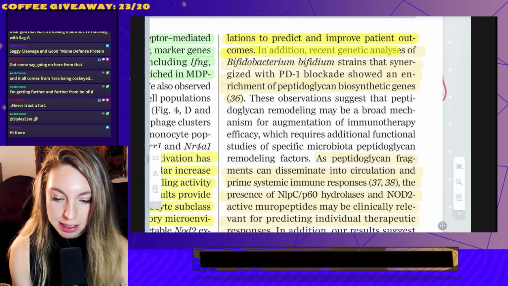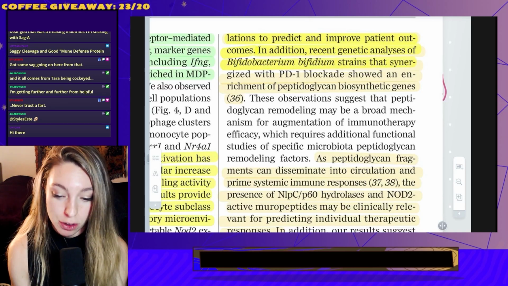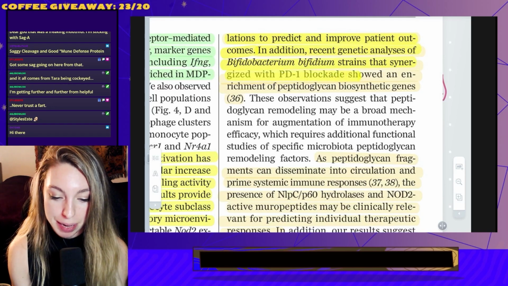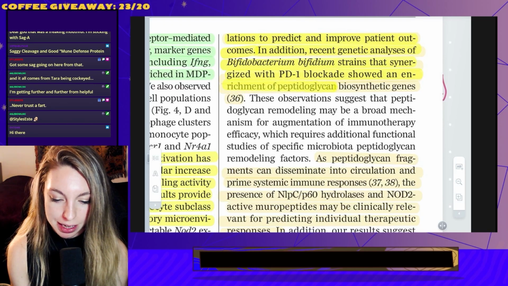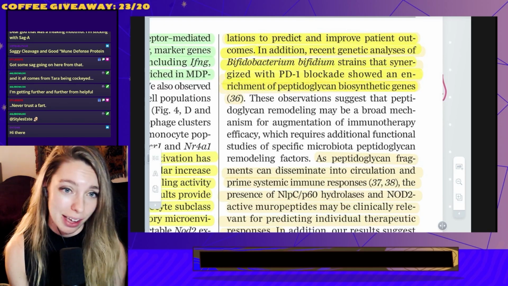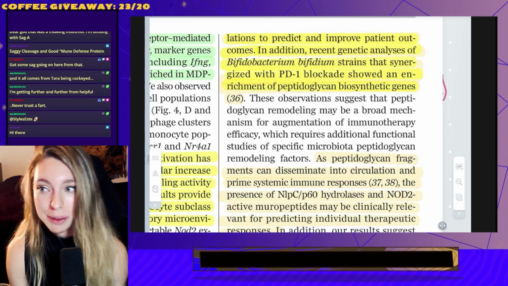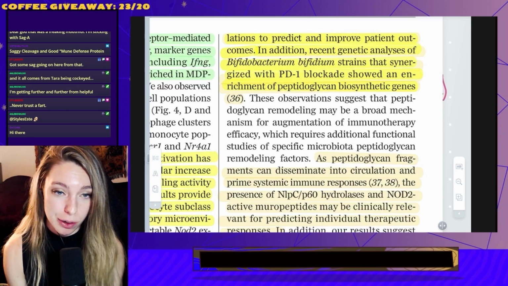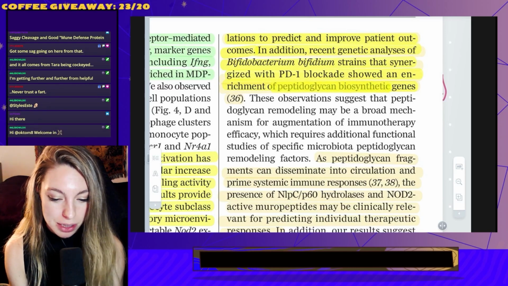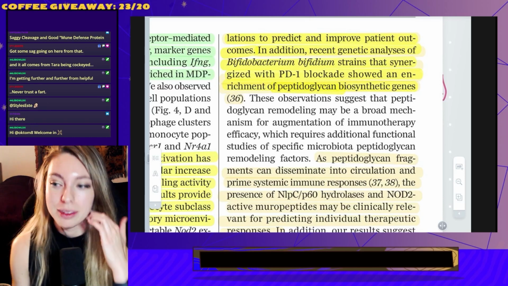In addition, they say there's been recent genetic analyses of bifidobacterium, which is another type of bacteria that synergizes with PD-1 blockade in patients. And these bacteria showed an enrichment of peptidoglycan biosynthetic genes. That's pretty vague. They're saying, well, they can make peptidoglycan, but so maybe SagA produced by enterococci can cleave the peptidoglycan that these bifidobacteria make. I don't know. This is kind of vague.